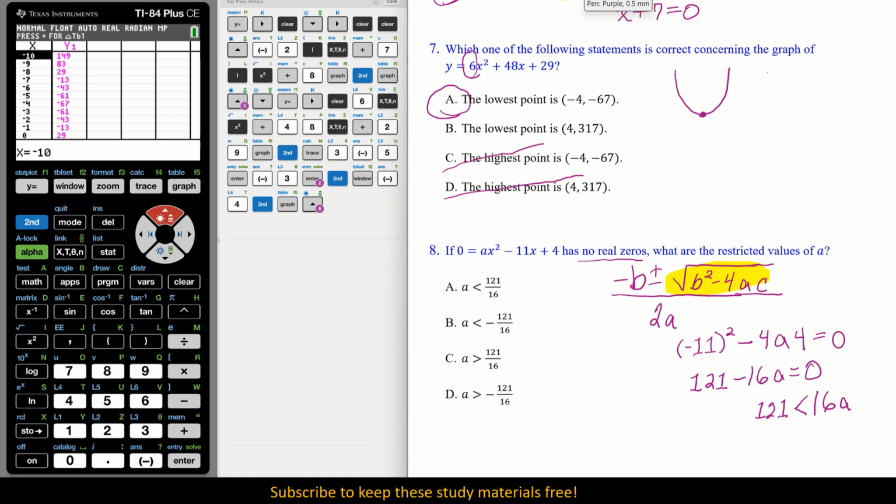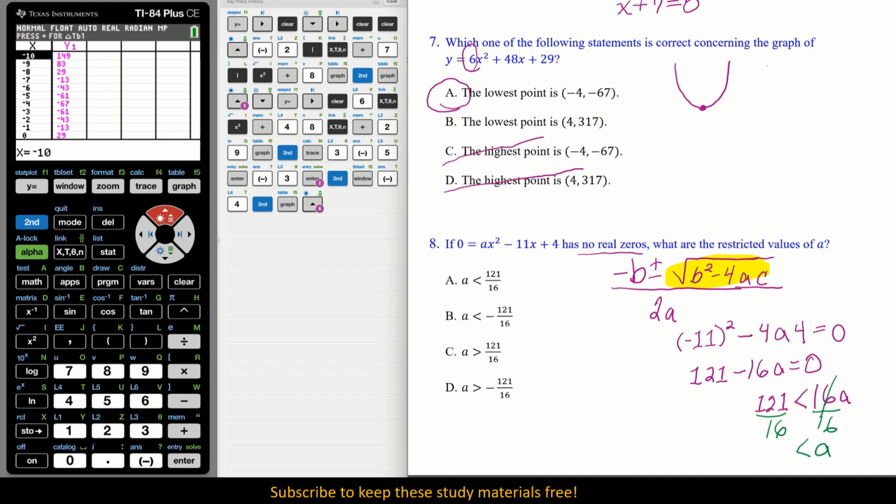If you've done enough of these quadratic problems and worked with them in great detail, then you would already know this. Okay, it's just something that if you don't know this, you don't recognize it, please go out and watch more videos relating to this. Okay, that being said, now if I solve it and I divide by 16 on both sides, what do I get? Well, I see that a has to be greater than 121 over 16. We don't have a choice. It has to be.